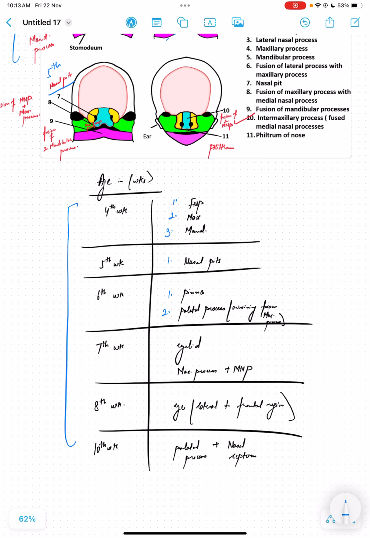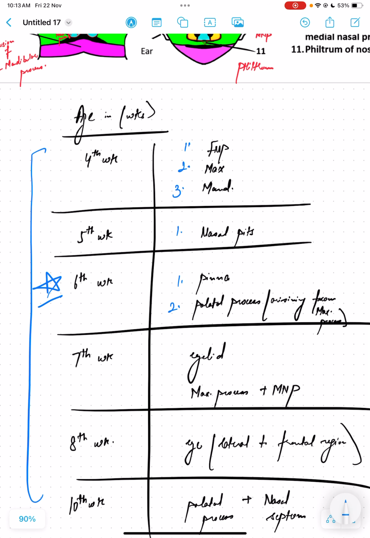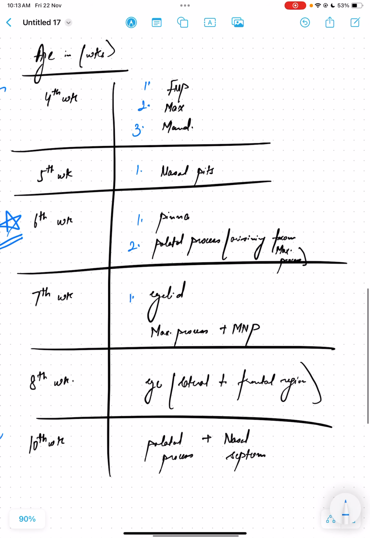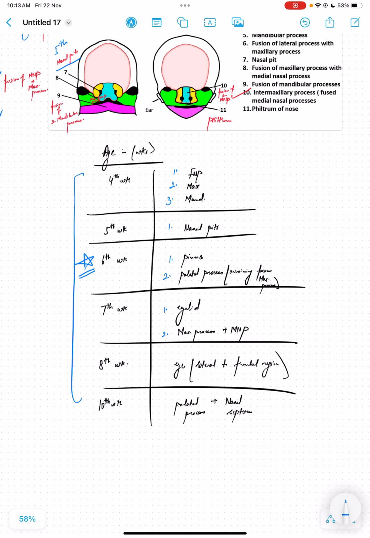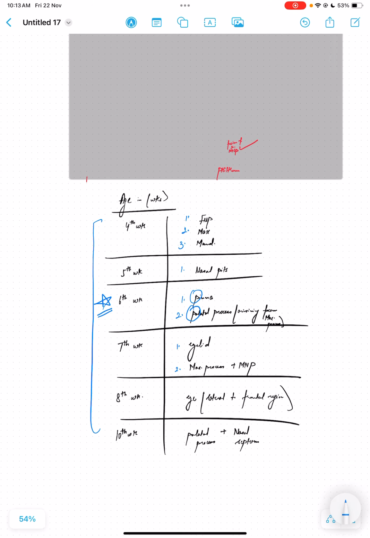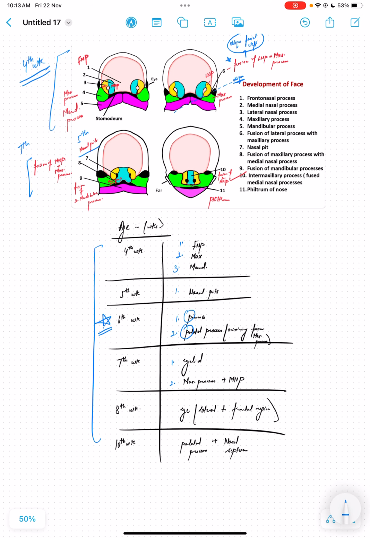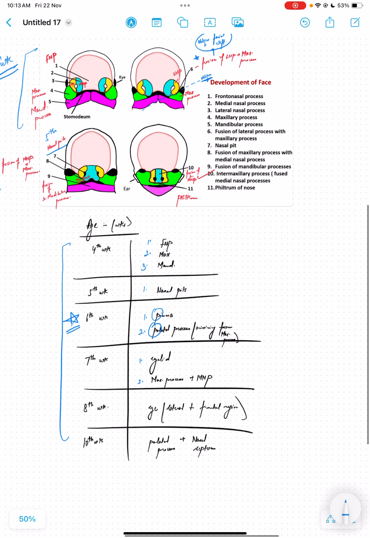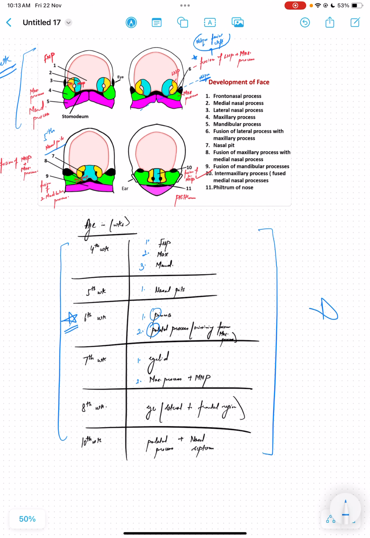I just also got a little bit confused here, so you have to remember 6th week. 7th week is the maxillary process fusing with medial nasal process along with eyelid. 8th week is the movement of eyelid from the lateral to the frontal position. At the 10th week is the palatal process along with the nasal septum. Okay. 4th and 5th week are very simple. For the 6th week you have to remember about the palatal process and the pinna, two P's. Okay. 7th week is just easy again, and 8th week and 10th you can remember. So all of this you have to remember well.